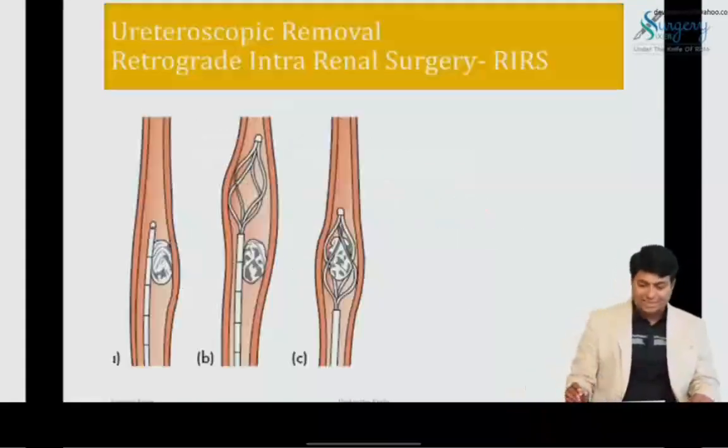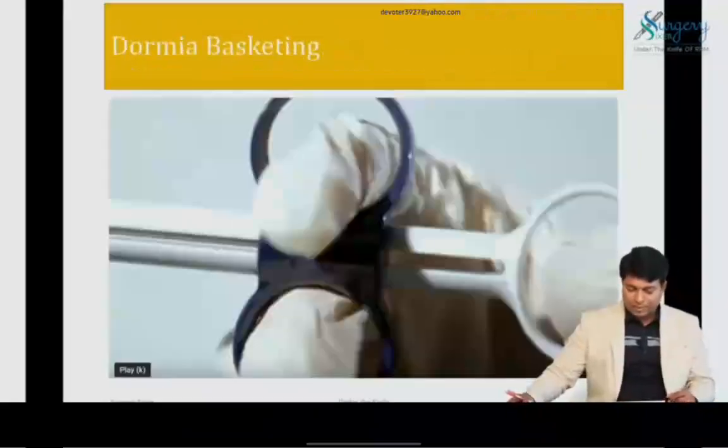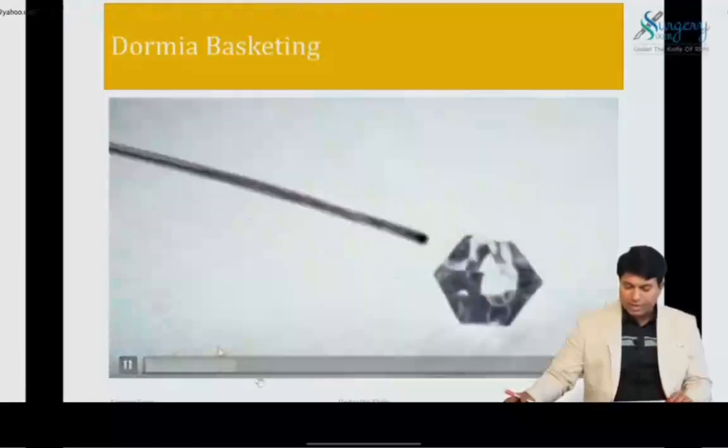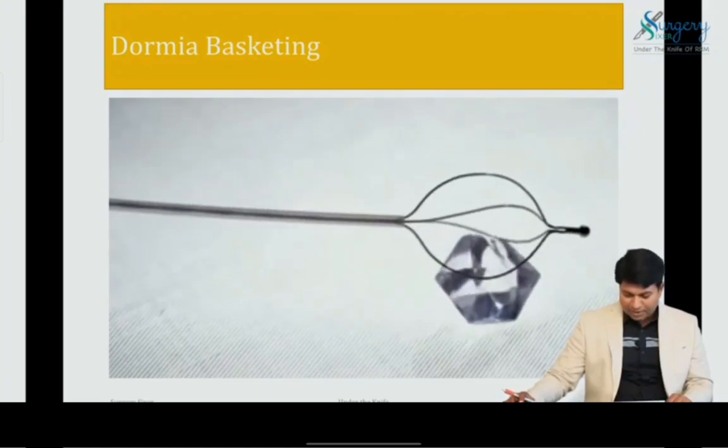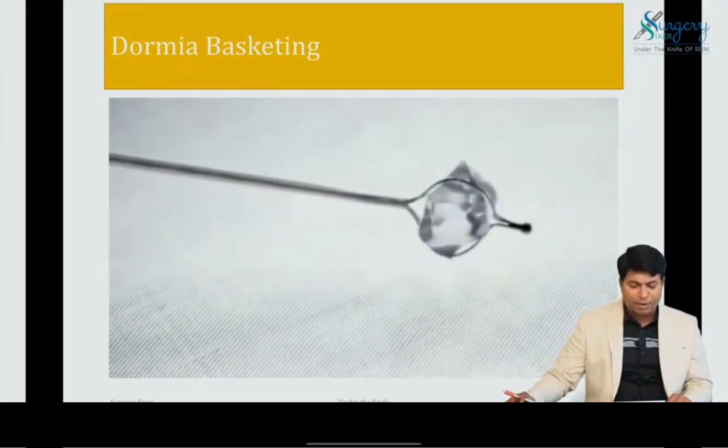So this is the Dormia basket. You can see the Dormia basket removing the stones. This is how the Dormia basket works. The Dormia basket is passed through the ureteroscope. Now we are going to open the basket. It retrieves the ureteric stone and removes it. Simple method: as you withdraw, the stone will come out. So this is the Dormia basketing method.